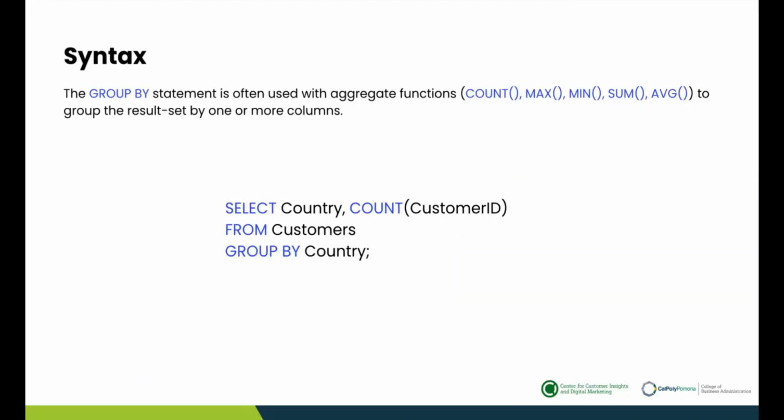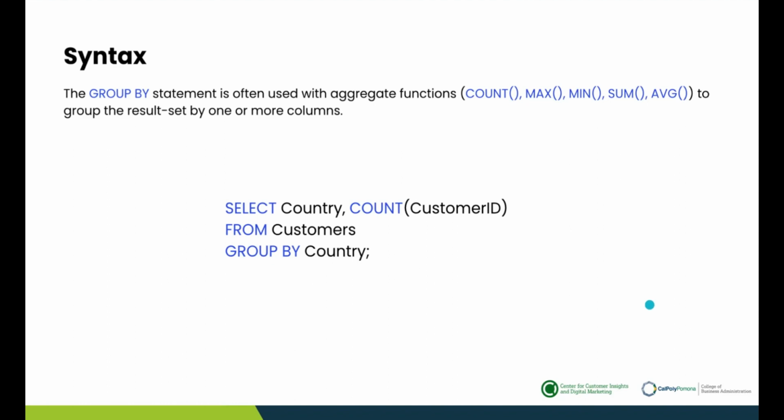So let's look at the syntax. The GROUP BY statement groups rows that have the same value into summary rows. For example, if you want to find the number of customers in each country, then you can use group by. It is often used with aggregate functions such as COUNT, MAX, MIN, SUM, AVG to group the result set by one or more columns.